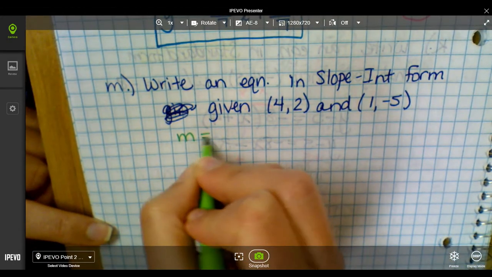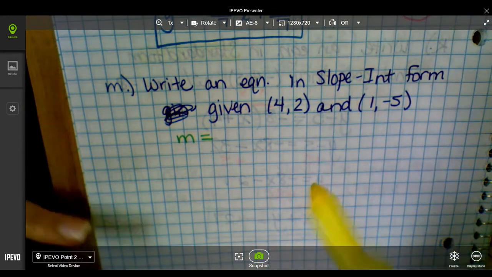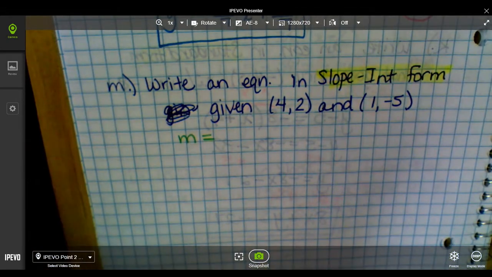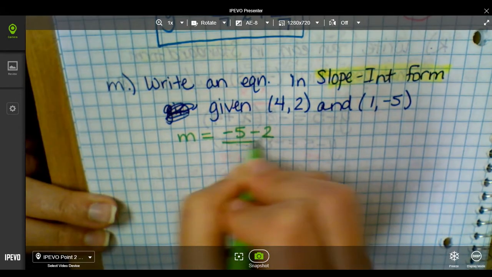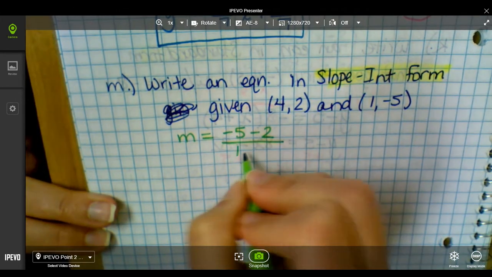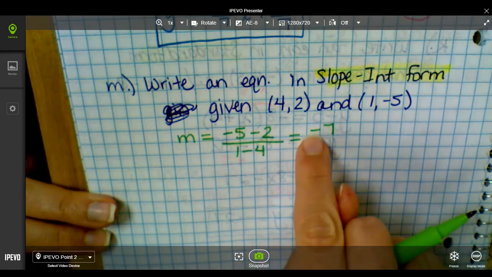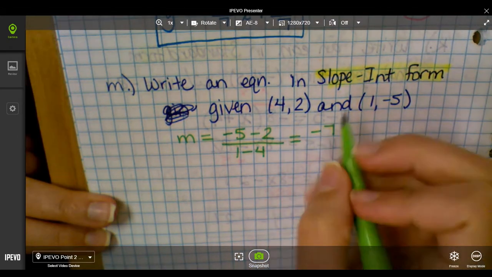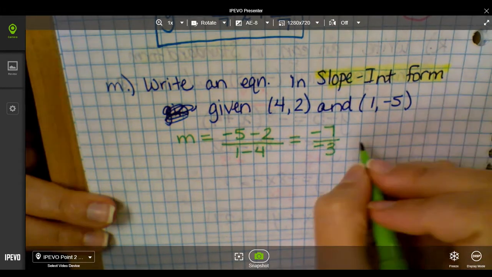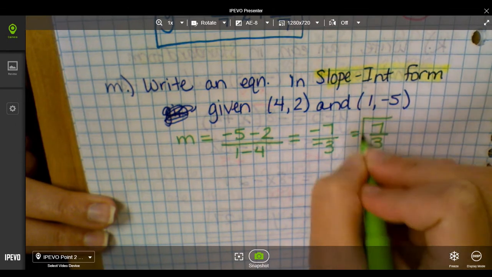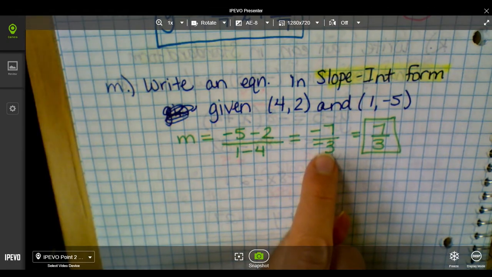Okay, so first thing I have to do is find the slope. If I'm given 2 points and have to write it in slope-intercept form, that means I have to have a slope by one means or another. So y2 minus y1, negative 5 minus 2, over x2 minus x1, 1 minus 4. A negative minus a number is always a bigger negative, so I'm going to have negative 7. 1 minus 4 is negative 3. Never, ever, ever leave your slope like this. Negative over a negative is a positive, and you must write it as such. So the slope that I'm going to be using is positive 7 over 3. If you write it like this in your equation, you're just going to confuse yourself.